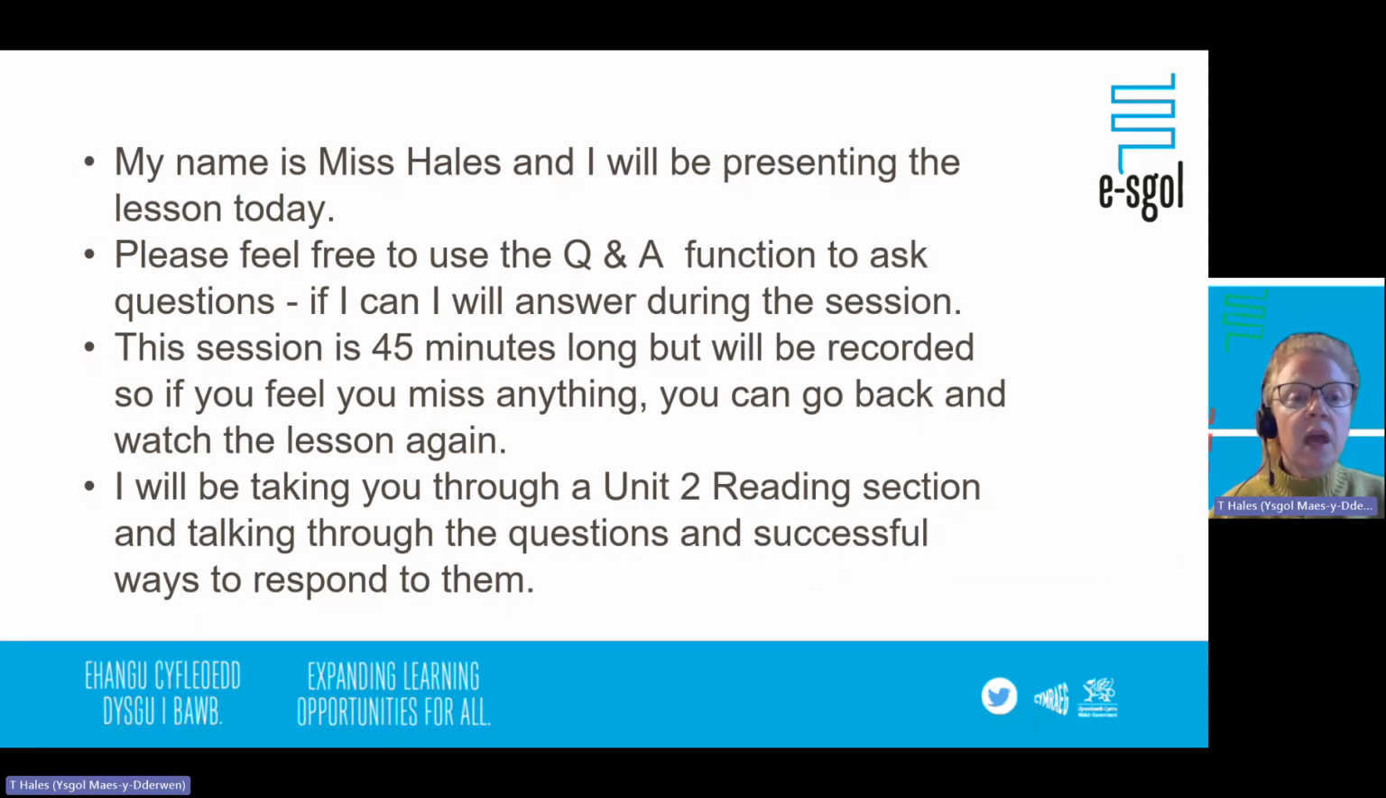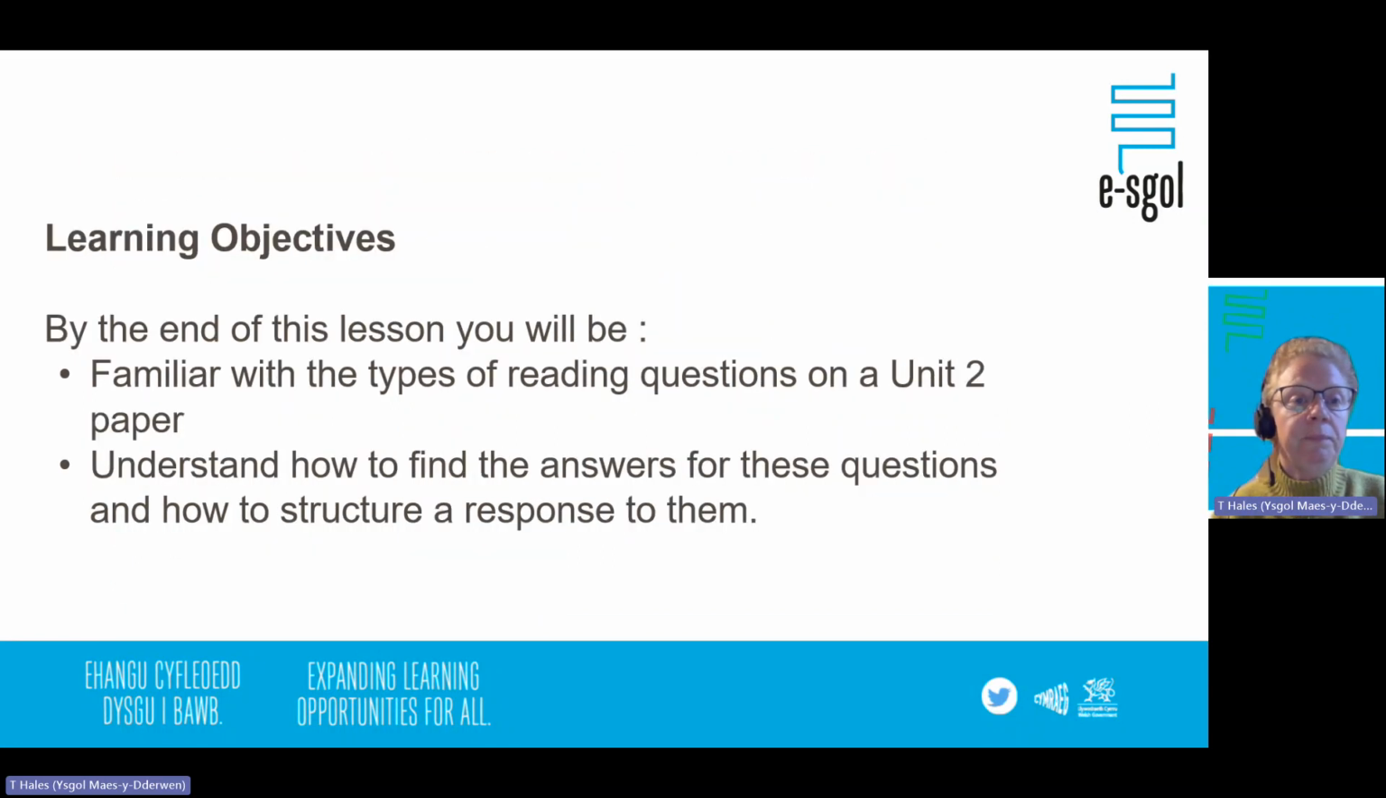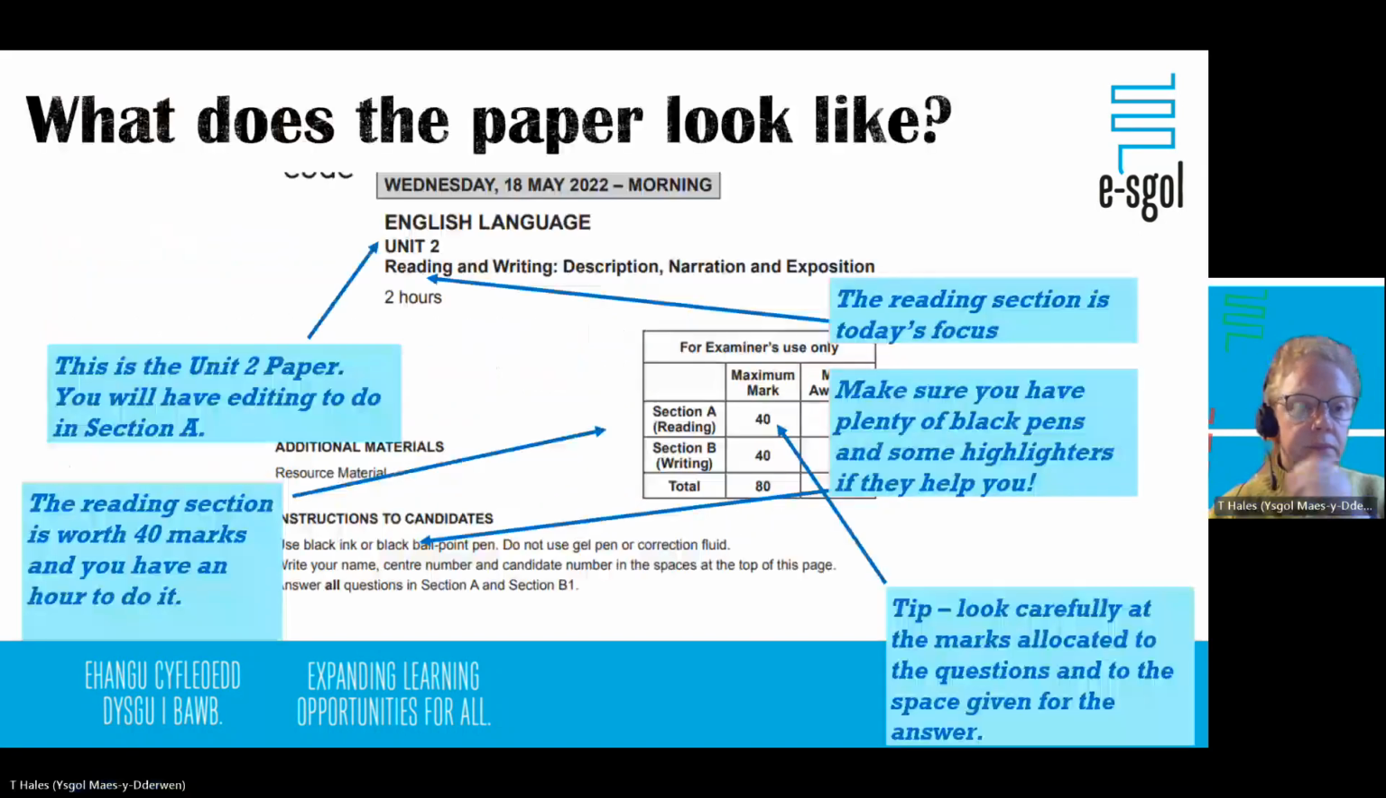I'm going to take you through the reading section of a Unit 2 paper today. Hopefully by the end of this lesson, you will be familiar with the types of reading questions on a Unit 2 paper, and you'll understand how to find the answers for the questions and how to actually answer them, so how to structure your response.